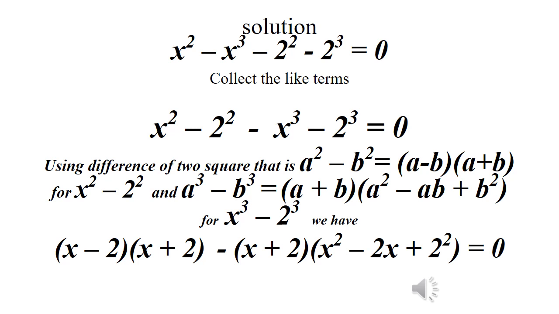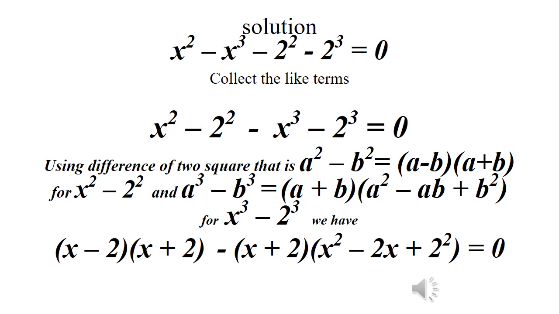Now we have x squared minus x cubed minus 2 squared minus 2 cubed. The 4 there is the one that gives us 2 squared, and the 8 there is the one that gives us 2 cubed. So we have x squared minus x cubed minus 2 squared minus 2 cubed equals 0. So if we collect the like terms, that is those that have the same exponent or the same powers, we have x squared minus 2 squared minus x cubed minus 2 cubed equals 0. Those that have square, we bring them together, and those that have cube, we bring them together.